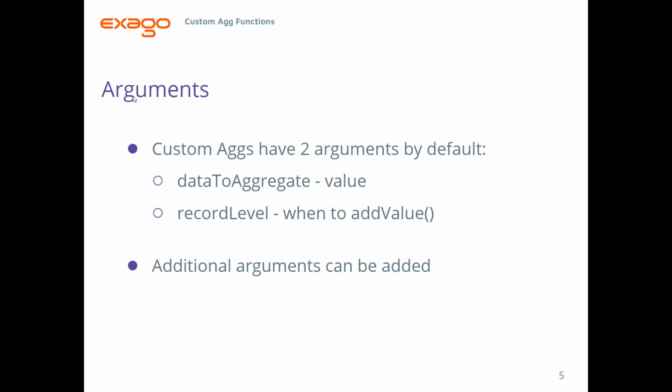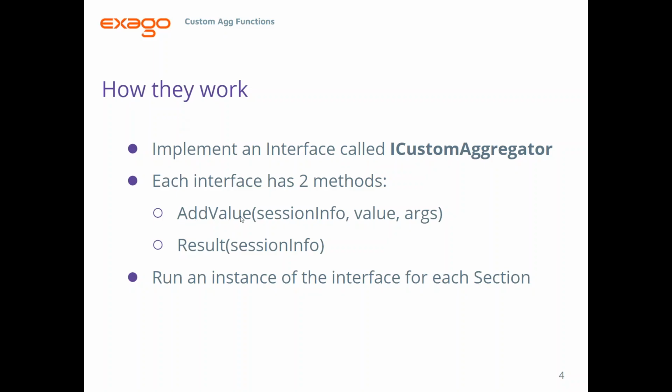Okay, so we said that there are two functions, the add value and the result. So first what I want to do is talk about the add value function. The add value function is going to be called as we go through the detail records. And it's going to take a couple of things. So it's going to be passed in session info. So just like our other extensibility features, if there's something you need specific to the session, you want to know who the user is, you want to change something based on culture settings or other parameters, you'll have access to that. We'll need a value to aggregate, and then any additional arguments.